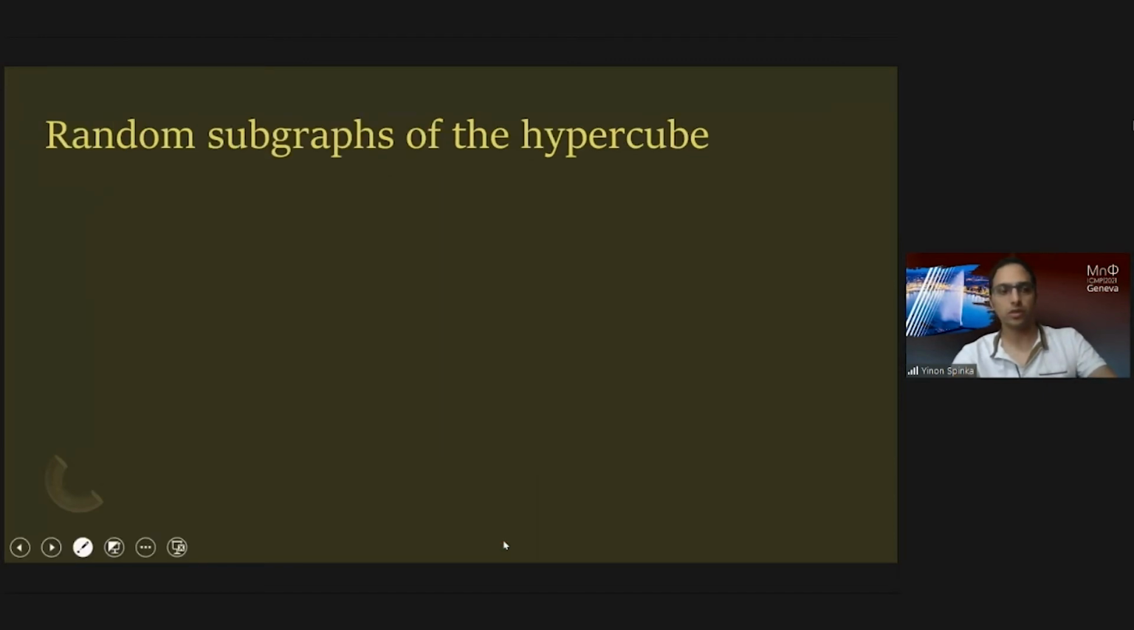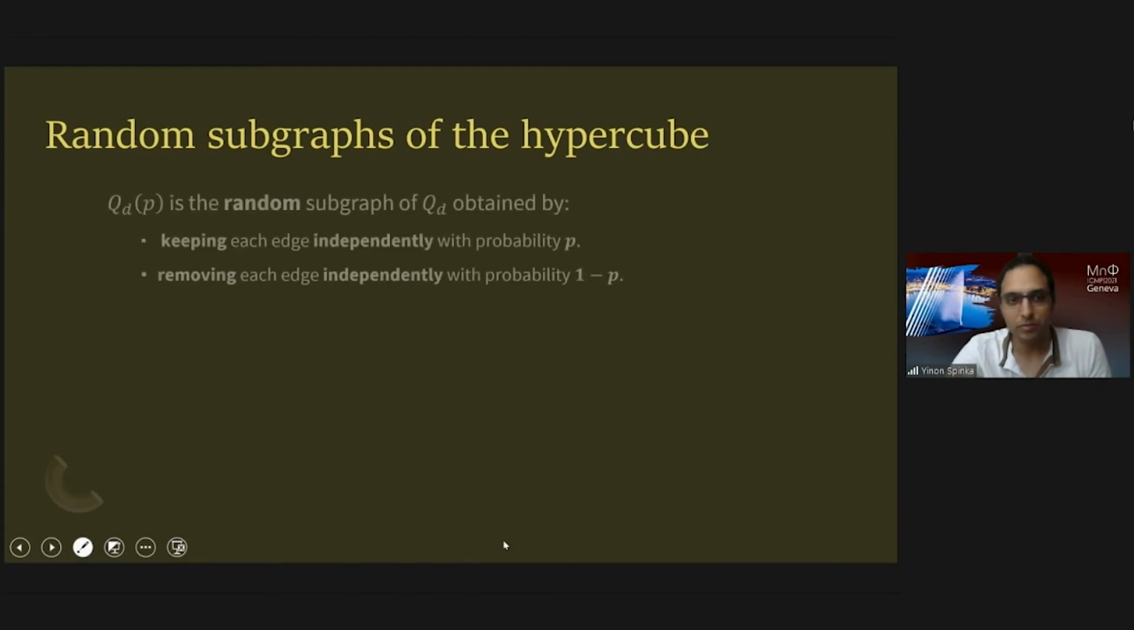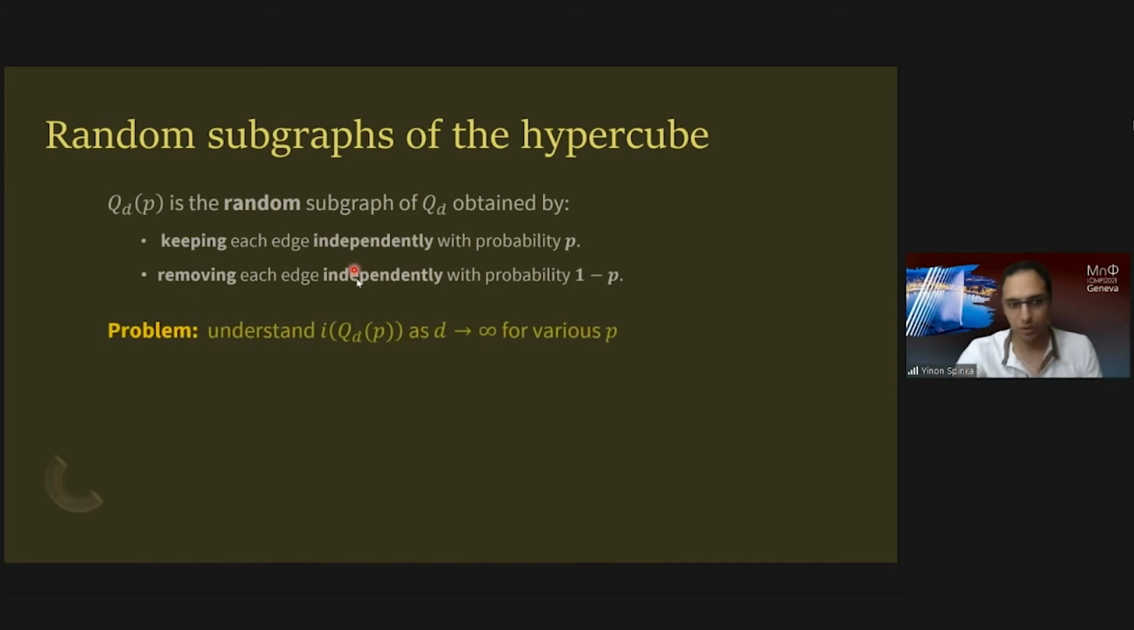Okay, so the talk today is going to be about random subgraphs of the hypercube. Specifically, we're going to look at Q^d_p, which is a random subgraph of the hypercube obtained by keeping each edge independently with probability p, or in other words, removing each edge independently with probability 1 minus p. And our problem of interest is to understand the number of independent sets in this random subgraph as d goes to infinity for various values of p.